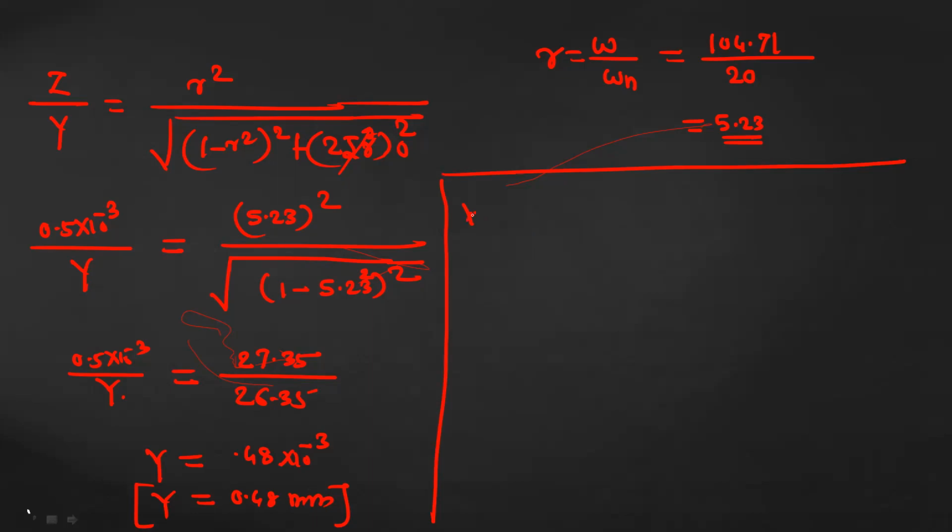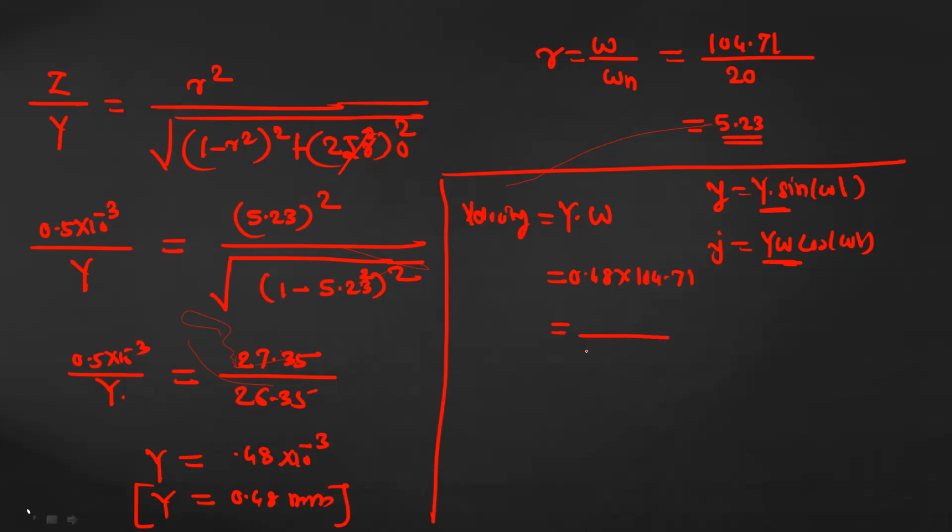Now we have to find out the velocity. Velocity we can find out from the displacement equation. So for the machine, y is equal to capital Y sine omega t. So y dot will be Y omega cos omega t. We just have to differentiate this equation. So the velocity is capital Y into omega. Capital Y is 0.48 and the omega value is 104.71. So calculate this value.